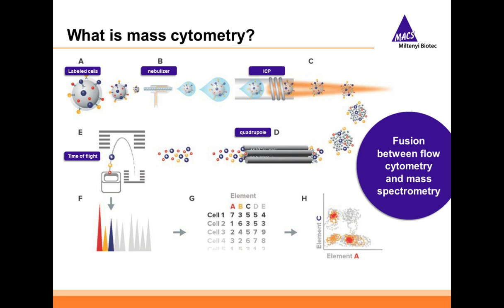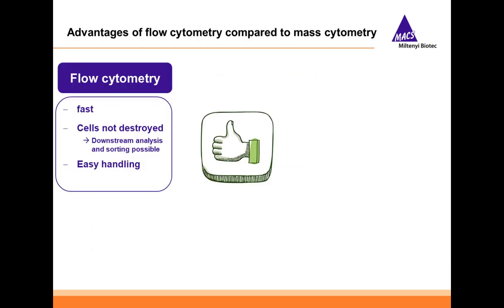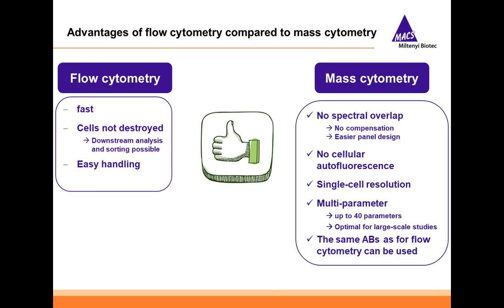Because the cells are labeled similarly to flow cytometry, this technique is basically a fusion between flow cytometry and mass spectrometry. When comparing both methods with each other, flow cytometry is very fast. The cells are not destroyed, which also allows for downstream experiments and sorting, and the handling is not as advanced as mass cytometry. Advantages of mass cytometry, on the other hand, are that you have almost no spectral overlap, therefore you don't have to compensate, and the panel design is much easier.